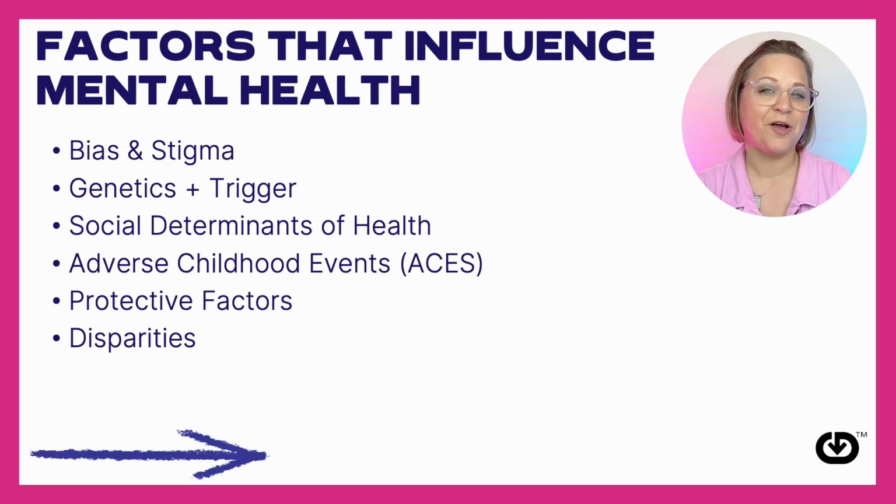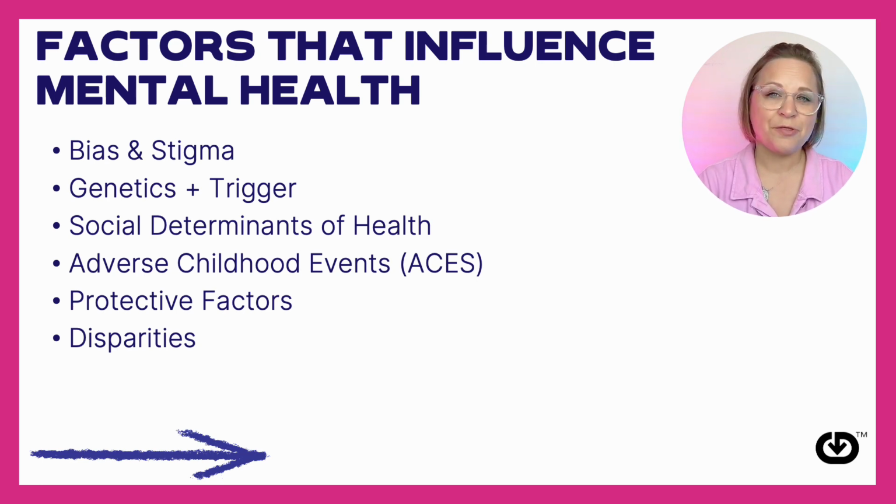And while we've come a long way, we still have a long way to go. And there are certain factors that influence mental health and mental health outcomes today. These include things like bias and stigma, genetics plus environmental triggers, social determinants of health, adverse childhood events, also known as ACEs, protective factors of childhood, and health disparities. We're going to talk about each of these factors separately.